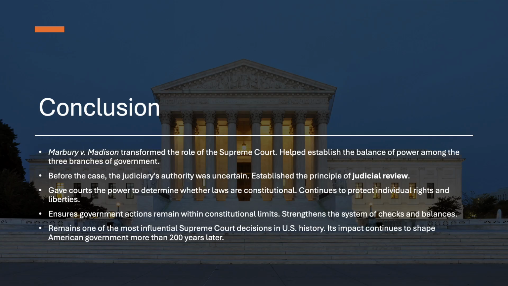So in conclusion, Marbury v. Madison transformed the role of the Supreme Court. It helped establish the balance of power that exists in government today. The judiciary's authority was uncertain before the case, but establishing judicial review really allowed the courts to determine what's constitutional and what's not, and that can be seen today, especially with the current presidential administration, it seems like going to the Supreme Court every 2 weeks for something that they did. It's one of the most influential Supreme Court cases in history.